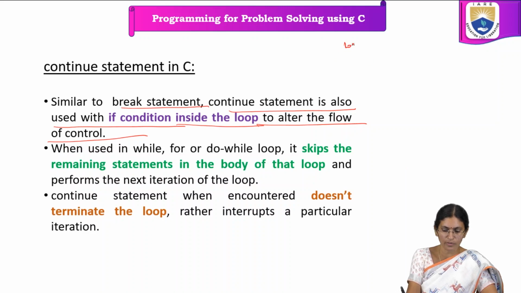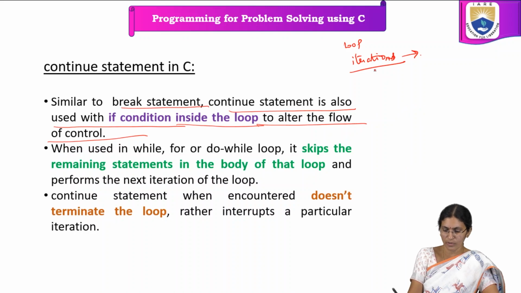In a loop, we know that there is a term called iterations. The loop will repeat for a certain number of iterations until the condition becomes false. After the condition becomes false, the control is transferred out of the loop. The program will repeat for a certain number of iterations in a while loop, for loop or do while loop. This continue statement will skip the iterations.